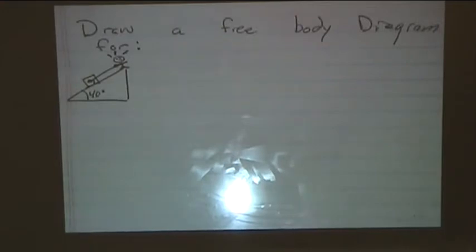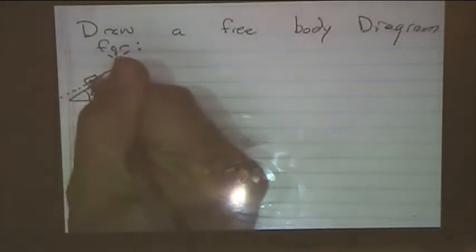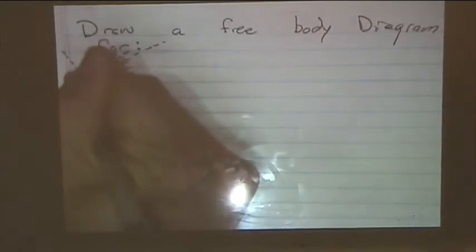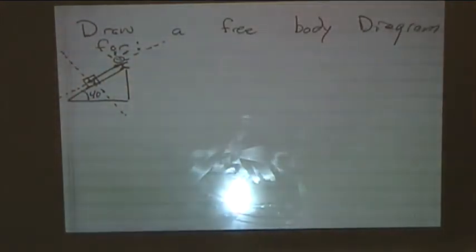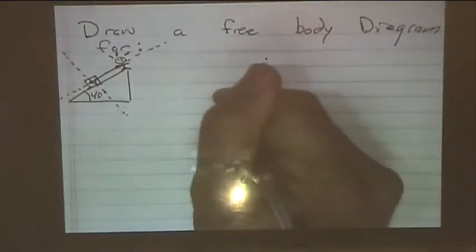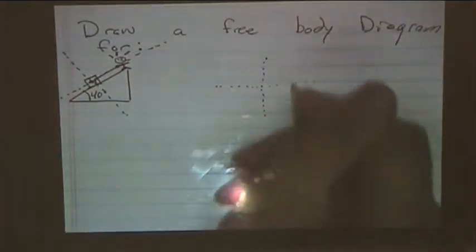Now, when we draw a free body diagram for a ramp problem, what we do is we actually take the axis and tilt it. We put the x-axis along with the ramp, and we take the y-axis and then put it at 90 degrees. What this is going to do is when we draw our free body diagram off to the side, it's going to put more of our vectors on the axes, and that makes them easier to do math with.